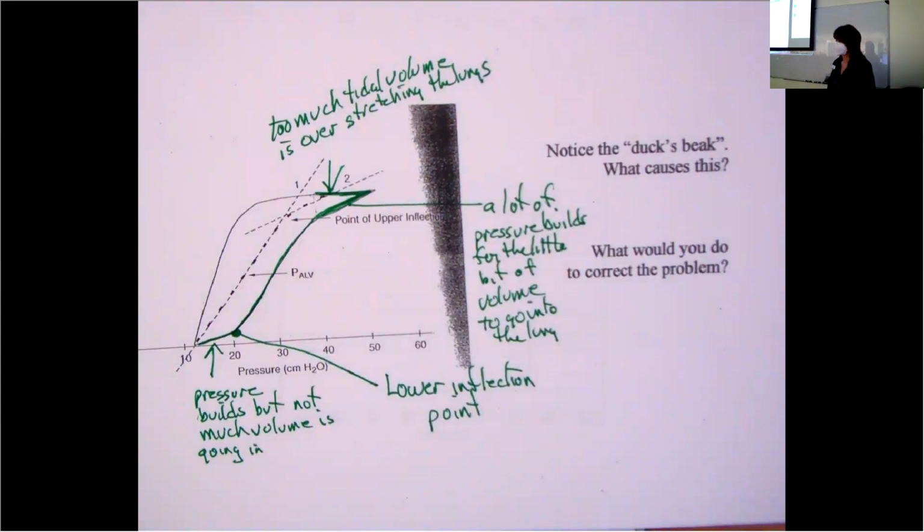Very good. So to correct the problem, you would lower the tidal volume. Lower peak inspiratory pressure. Yeah, so if you were in a pressure control mode, then you would lower the pressure. And would you also introduce PEEP?